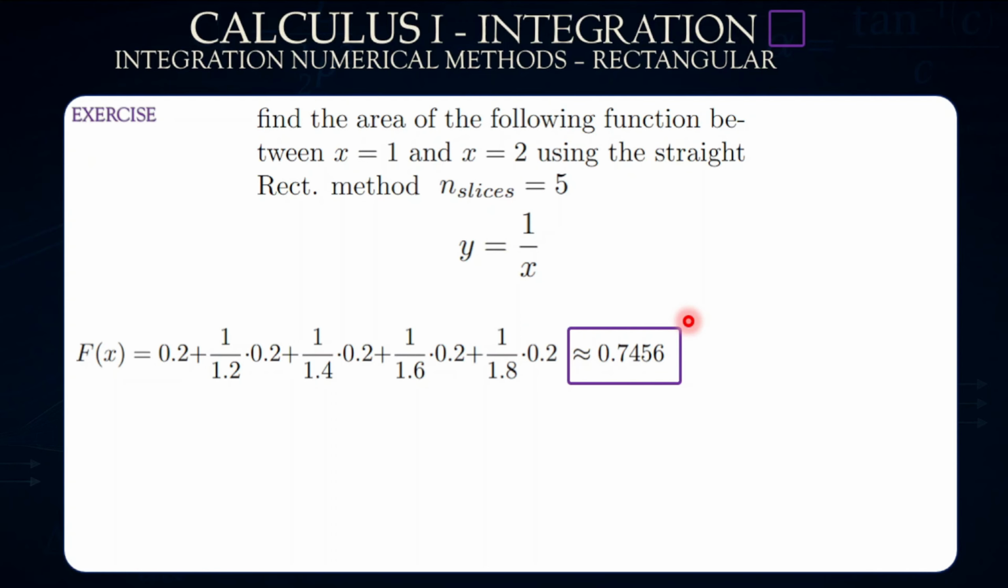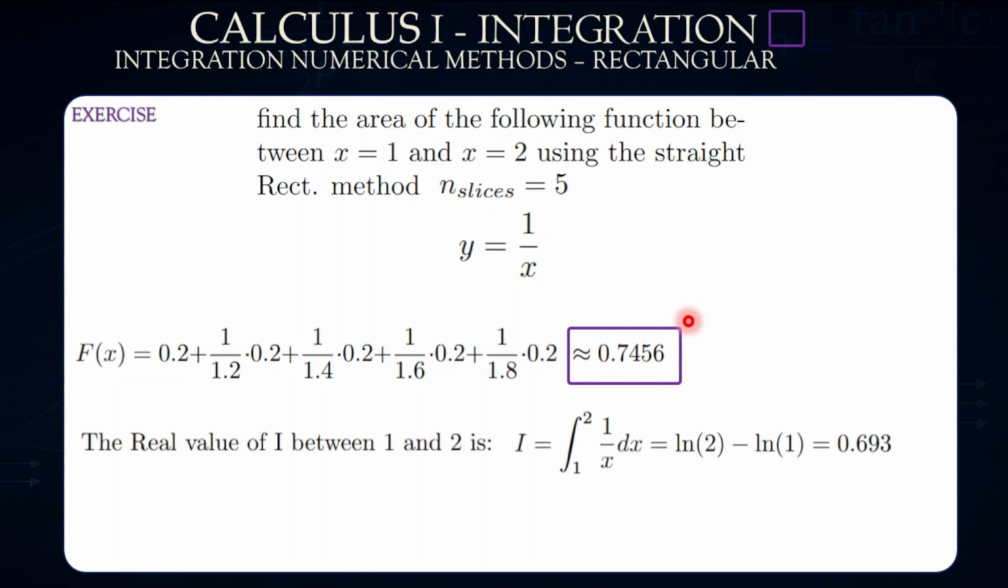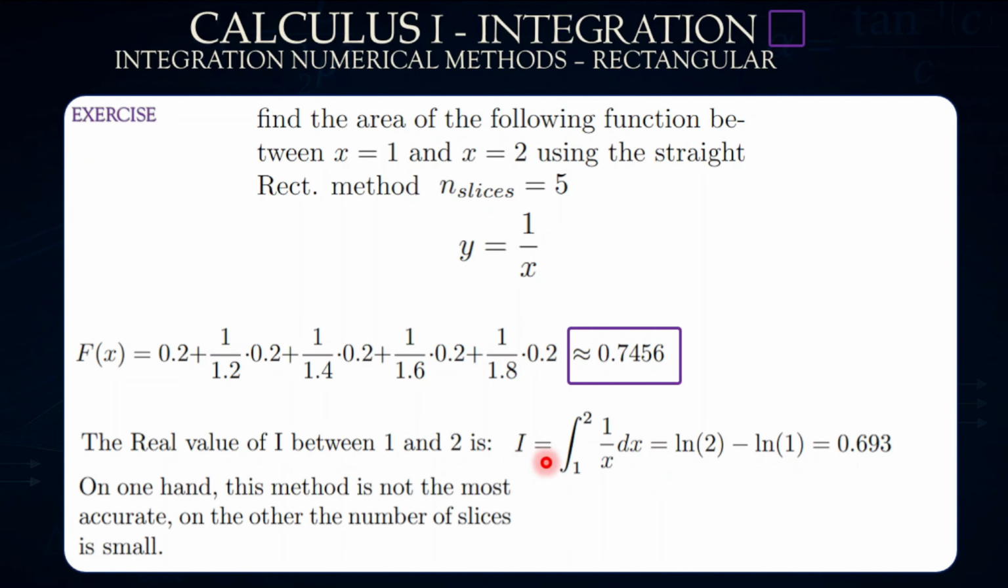Let's check the actual value for the integral. The real value is I equal integral from 1 to 2 of 1 divided by x dx, which is ln x between 2 and 1, ln 2 minus ln 1, of course ln 1 is 0, equals 0.693. That's the real value. So on one hand, this method is not the most accurate. On the other hand, the number of slices is small. This also affects the accuracy. However, the accuracy is affected by the number of slices chosen. That's why you don't have an accurate result.